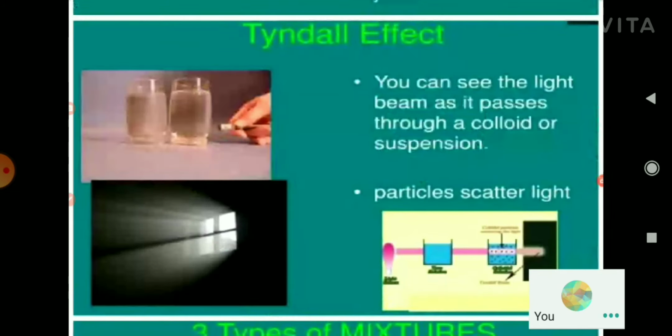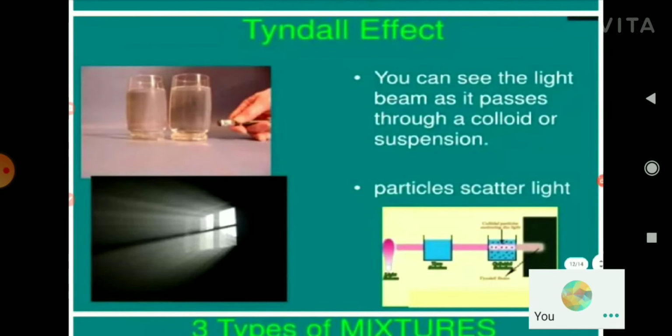which will be the Tyndall effect. You can see the light beam as it passes through a colloid or suspension. As you can see in this picture, particles scatter the light over a large area. Next is types of mixtures.